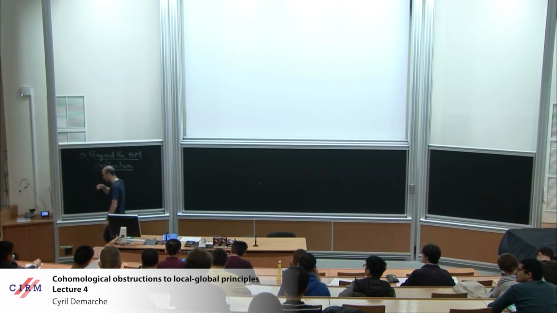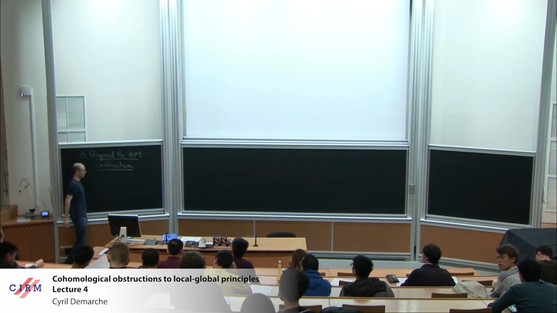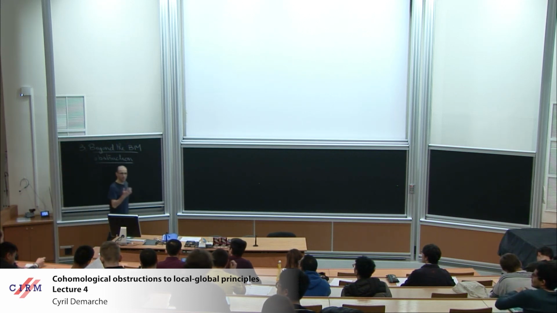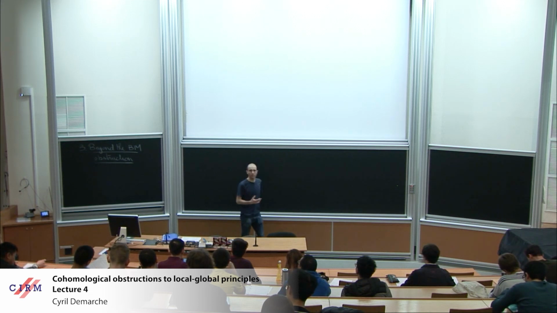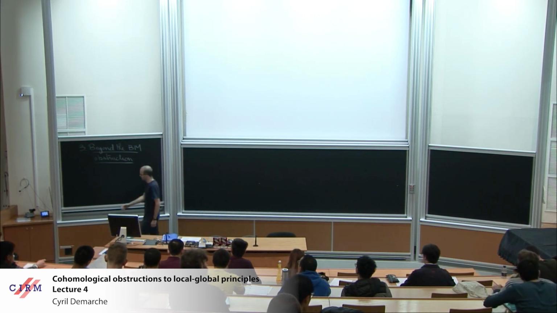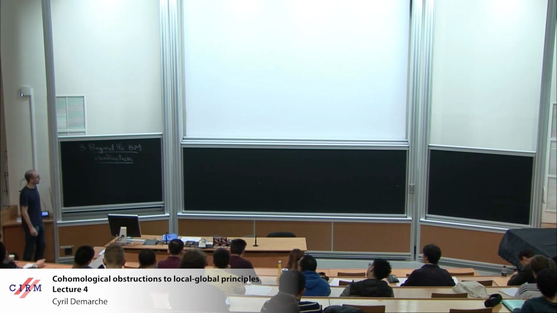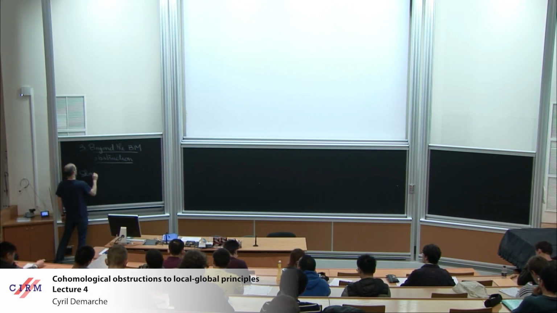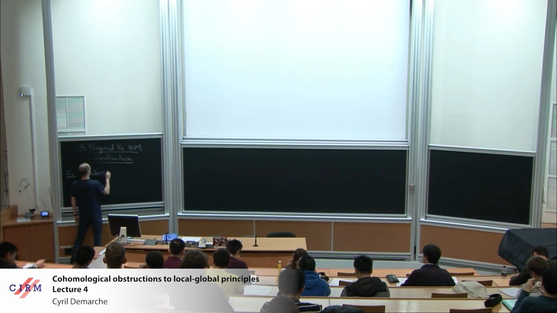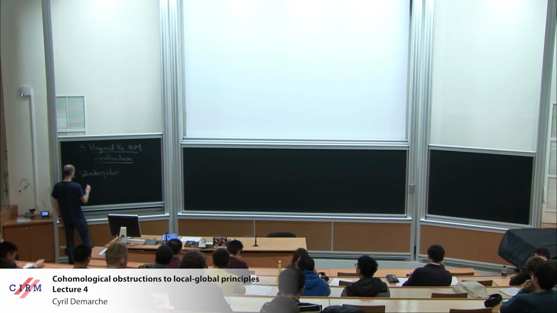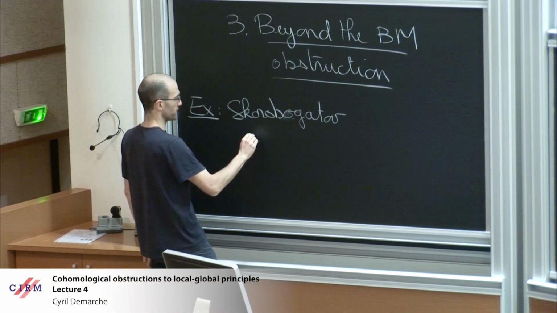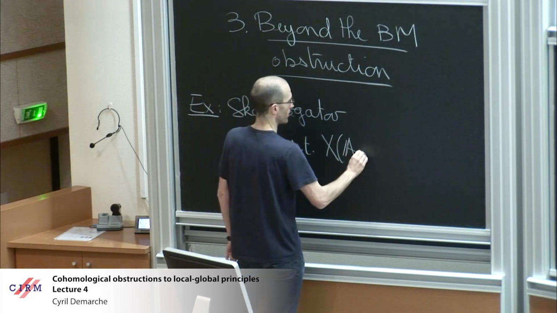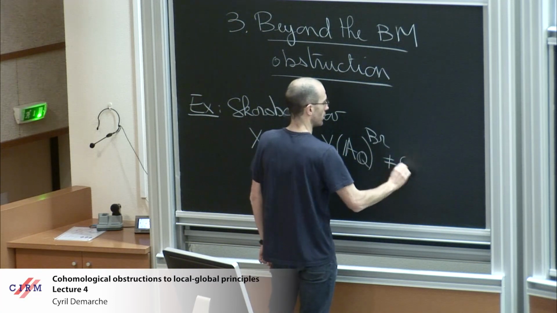Okay, so we'll talk about refinements of the Borromean obstructions. We saw in the previous lectures a few examples of varieties for which the Borromean obstruction to the Hasse principle or to weak approximation was the only one. But we also mentioned the example by Skorobogatov of a smooth projective surface over Q, for which the Borromean obstruction to the Hasse principle is not the only one.